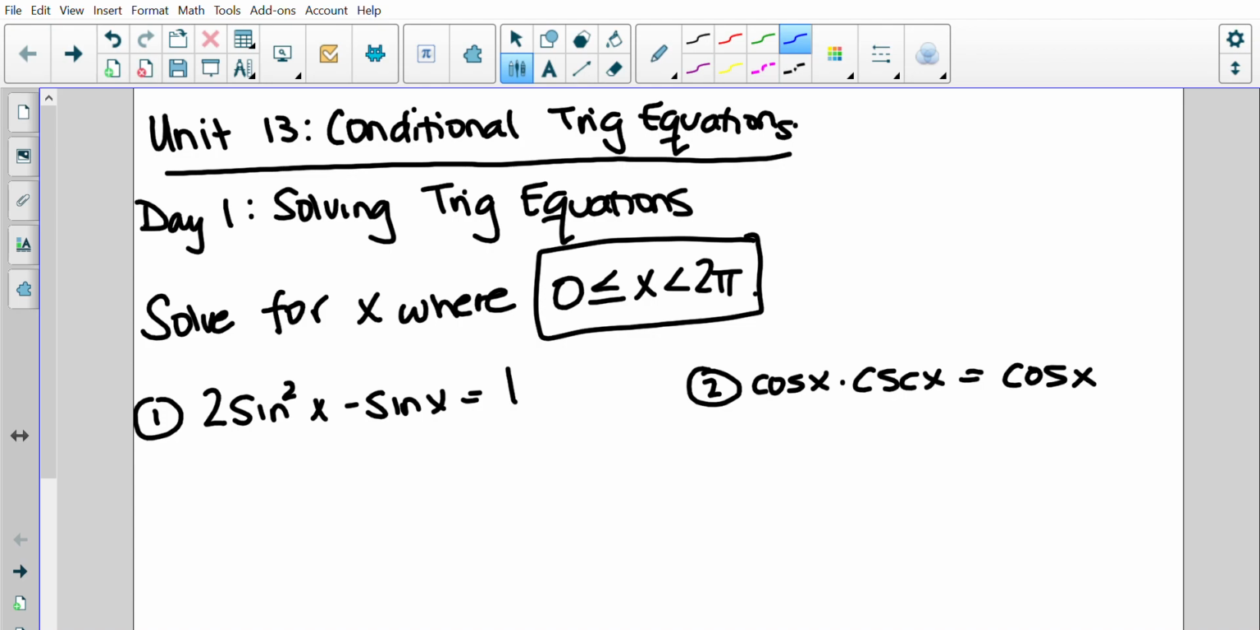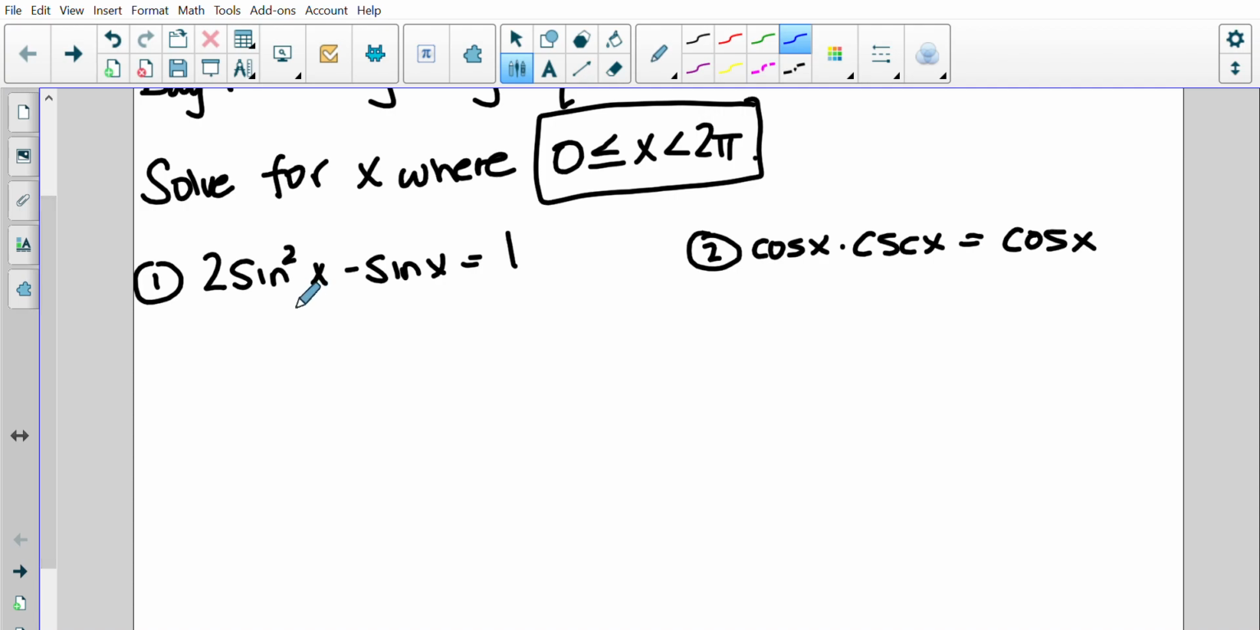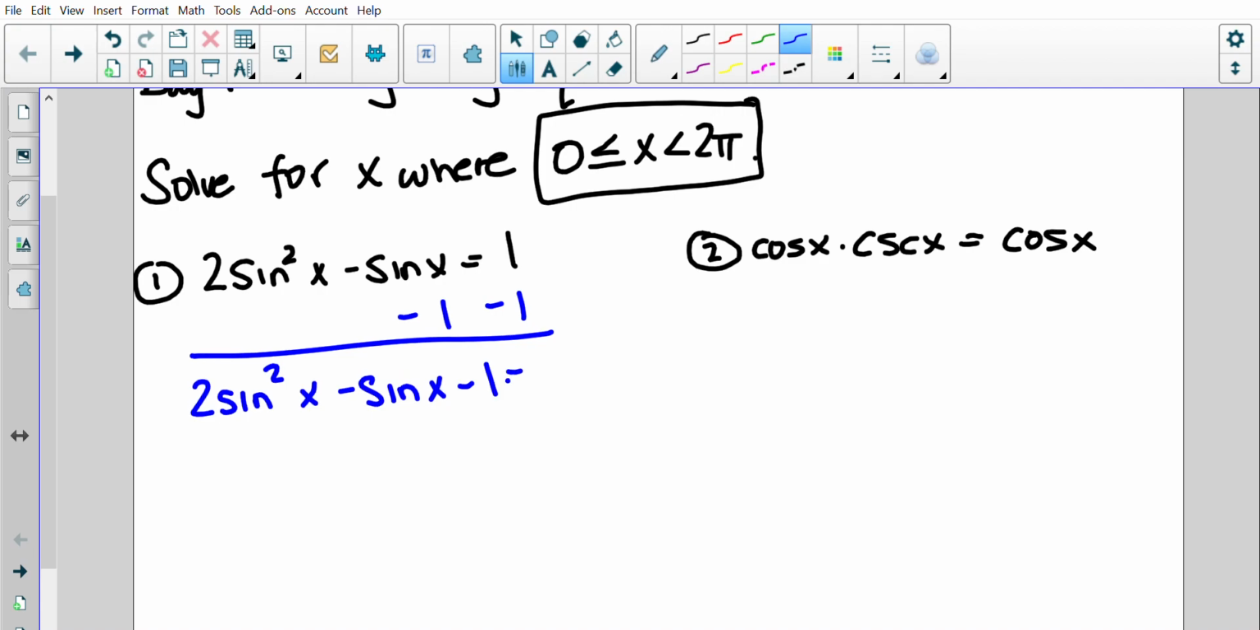So in example 1, basically the way you want to look at these equations is as if they are quadratics, because we have a sine squared here, we have a sine, and then we have a constant. And so anytime we want to solve quadratics, the idea is to get one side equal to 0. So I would go ahead and subtract the 1 over. So we have the quadratic 2 sine squared x minus sine x minus 1 equals 0.